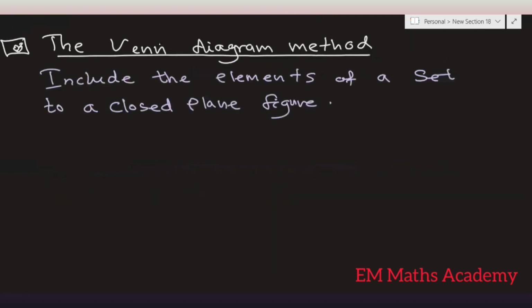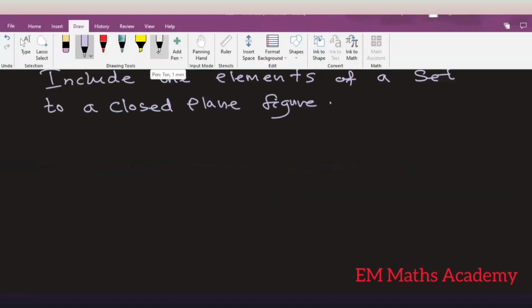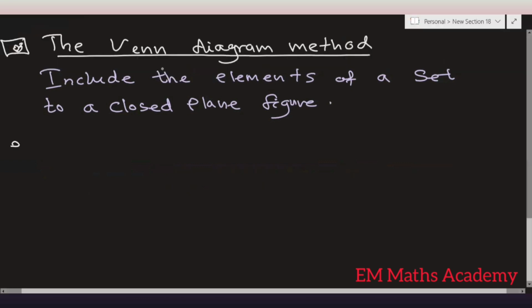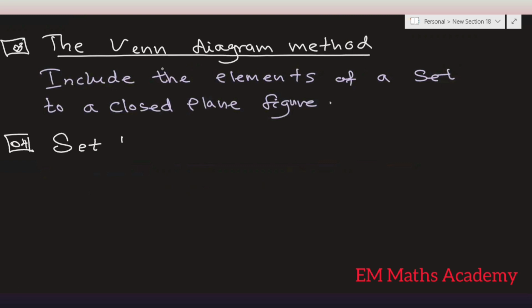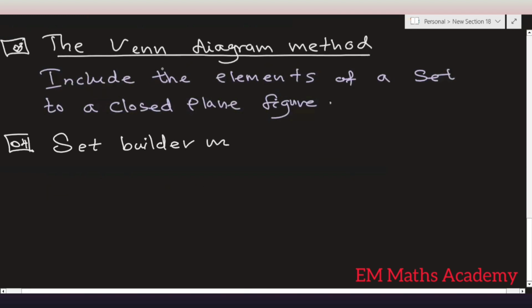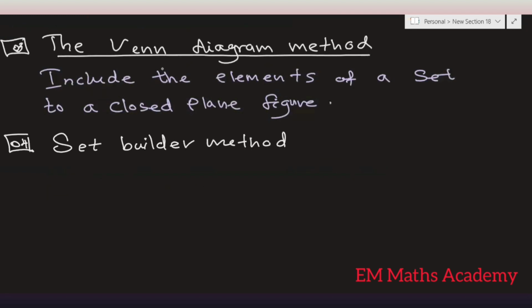These are the three methods we discussed up to grade 9. Then when it comes to grade 10, 11, you are going to learn a new method. It is called the set builder method. In another way, it is called the set generating method. Both these words are used for this method.